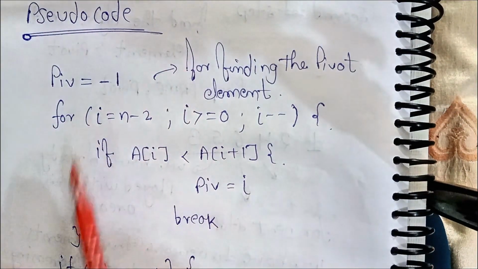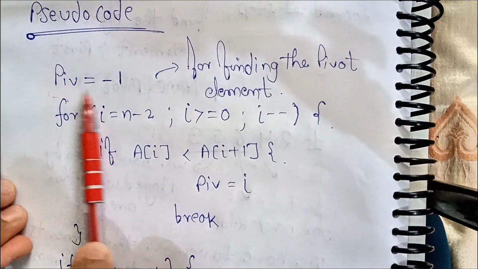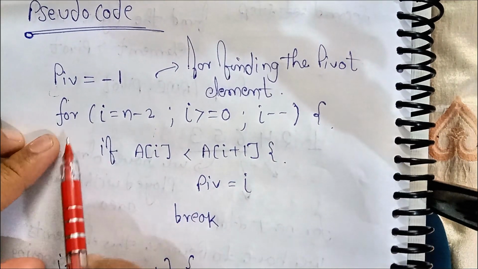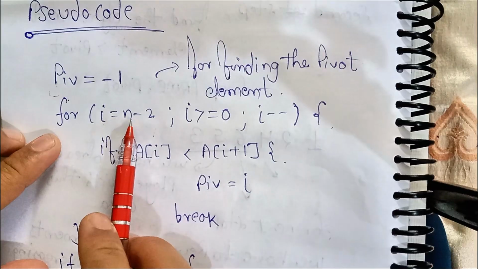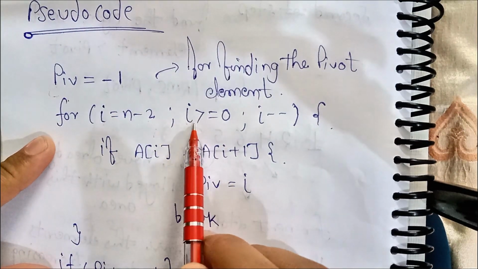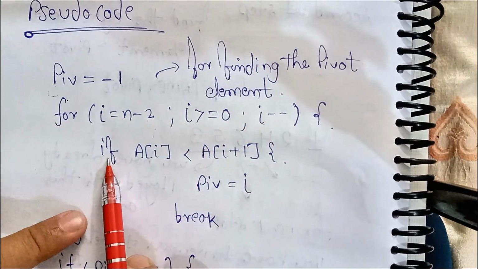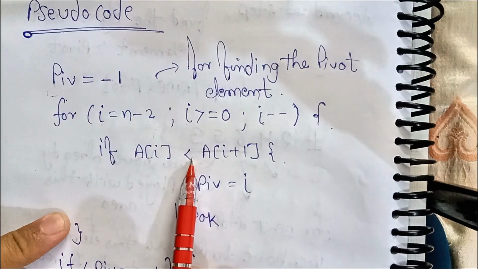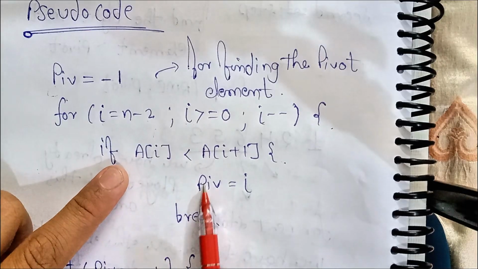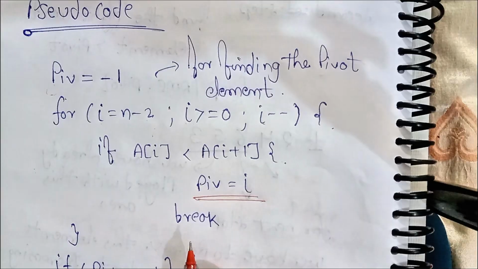Talking about the pseudocode, first we will find the pivot element. So we have set pivot equal to -1. We have used one loop, which is a for loop. We will start from n-2, meaning the second-to-last element, and I should be greater than or equal to 0, and we will decrement the value. First we will check if array of I is less than array of I plus 1, then that array of I is the pivot element, which we have already done, and we break the loop.